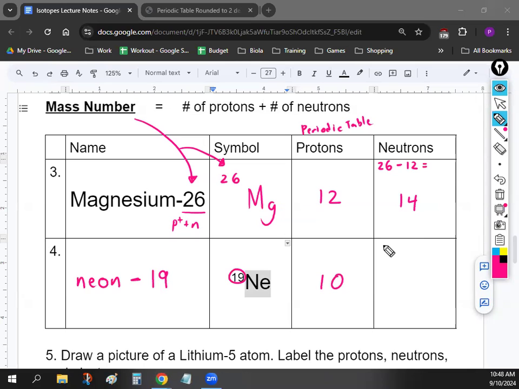All right, and then to find the neutrons, very simple. We take the mass number, which is 19. We subtract the protons, so 19 minus 10, which will give you 9. And that's going to be your neutrons. So the vast majority of your assignment problems will be like that. So if that was pretty easy for you, the assignment today should be pretty simple. Okay, any questions on number 3 or 4?